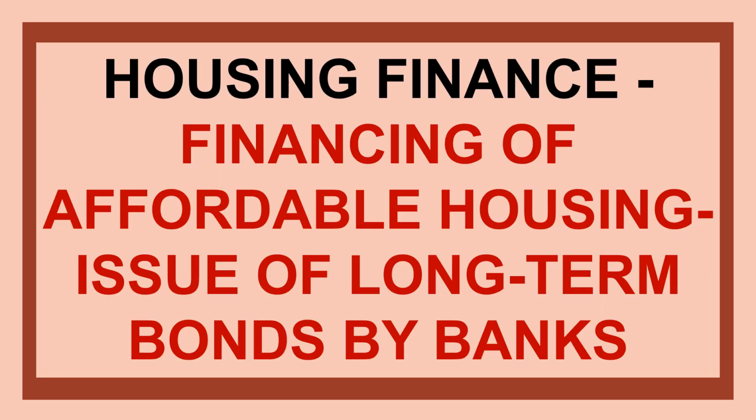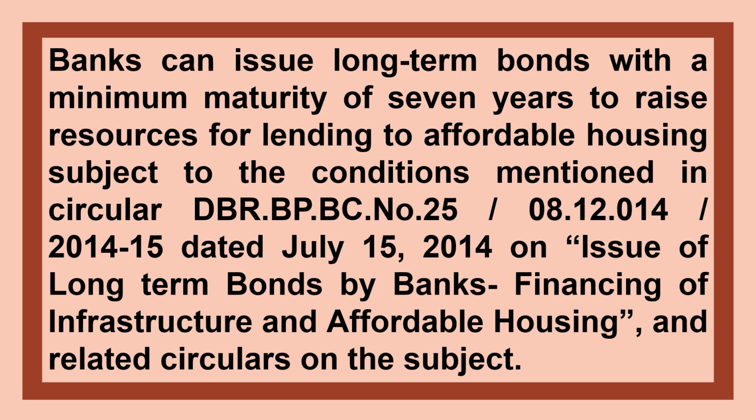Housing finance, financing of affordable housing, issue of long-term bonds by banks. Banks can issue long-term bonds with a minimum maturity of 7 years to raise resources for lending to affordable housing subject to the conditions mentioned in circular DBR.BP.BC number 25/08.12.014/2014-15 dated July 15, 2014 on issue of long-term bonds by banks, financing of infrastructure and affordable housing, and related circulars on the subject.